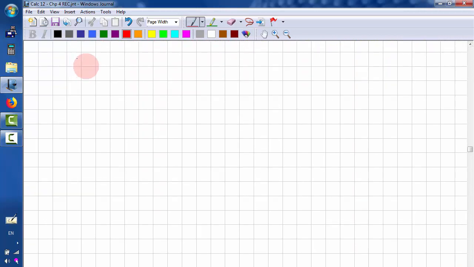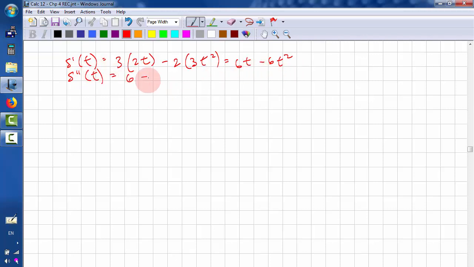Okay, let's find our derivatives. S prime of t equals 3 times 2t minus 2 times 3t squared. So that's 6t minus 6t squared. S double prime, the second derivative, equals 6 minus 6 times 2t. That's 6 minus 12t.